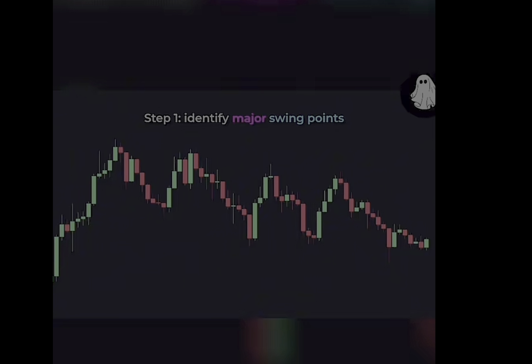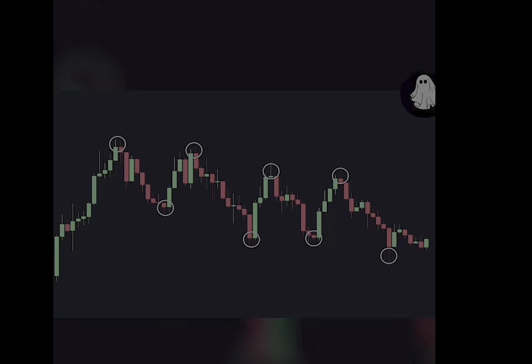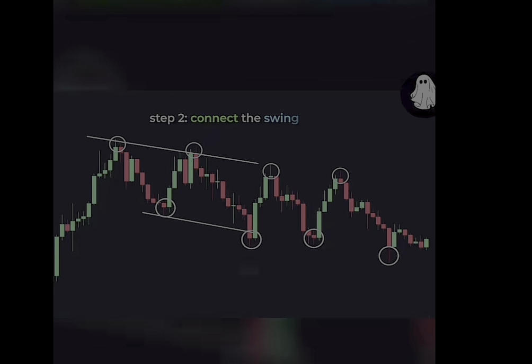To make this even clearer, again, the first step is to identify major swing points. And here, we can immediately see multiple obvious swing points. We have multiple swing highs here and multiple swing lows here. Next, we simply draw the trend line by connecting these swing points. So, this will be our trend line.